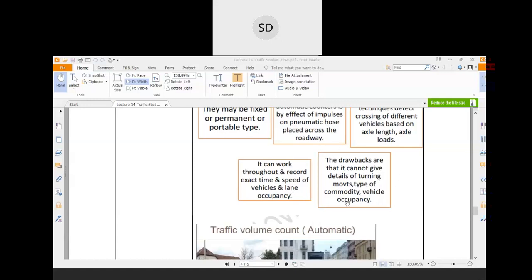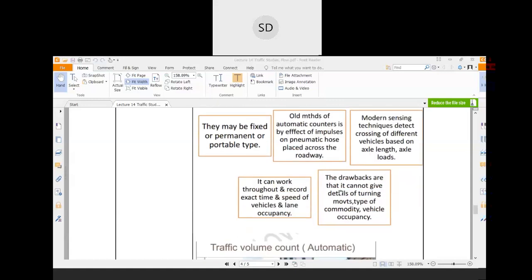But the drawback of the automatic counters is that they cannot give details of the turning movements or type of commodity or vehicle occupancy. Vehicle occupancy means what number of seats are occupied in the vehicle.